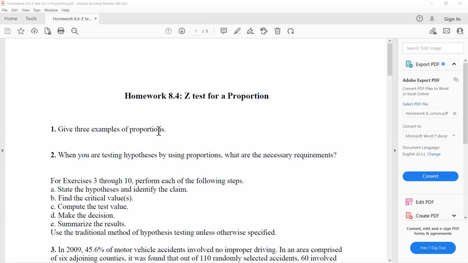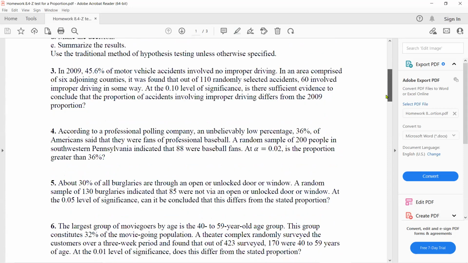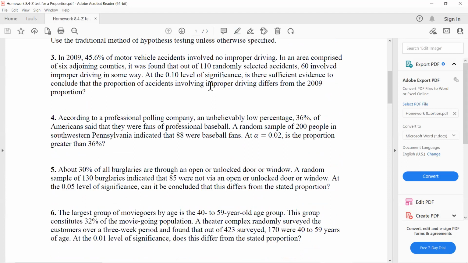So you're okay with the examples of proportions and testing hypotheses, you're okay with the requirements, right? I showed you where those were. Number 3 was the first one that has a real kind of twist in there. A lot of the other ones are pretty straightforward, but that one has a twist in it.